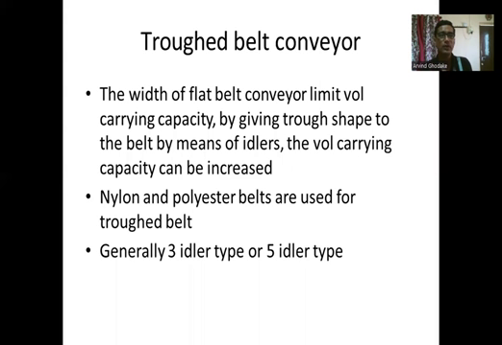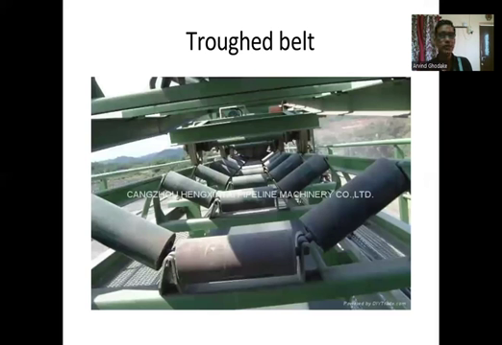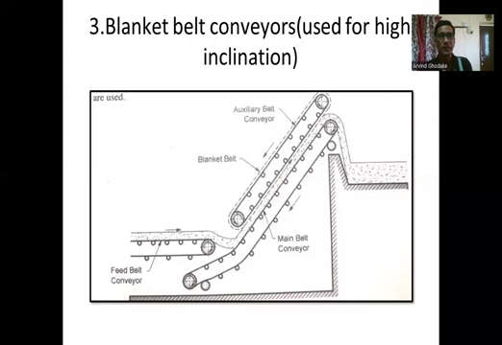Then trough belt conveyor: the width of a flat belt conveyor limits volumetric capacity. By giving trough shape to the belt by means of the idlers, the volumetric capacity of the belt can be increased. Nylon and polyester belts are used for trough belt. Generally 3 idler or 5 idler types of trough belt conveyors are used. So this is the diagrammatic representation of the trough belt. You can observe here 3 idlers are used for the belt conveyor.